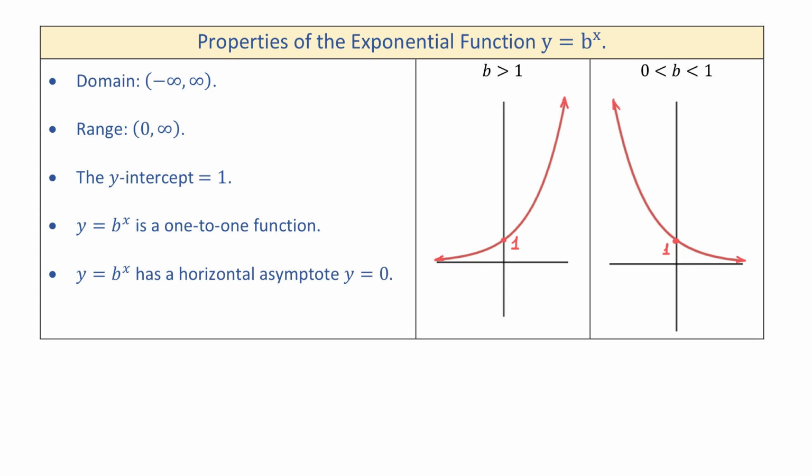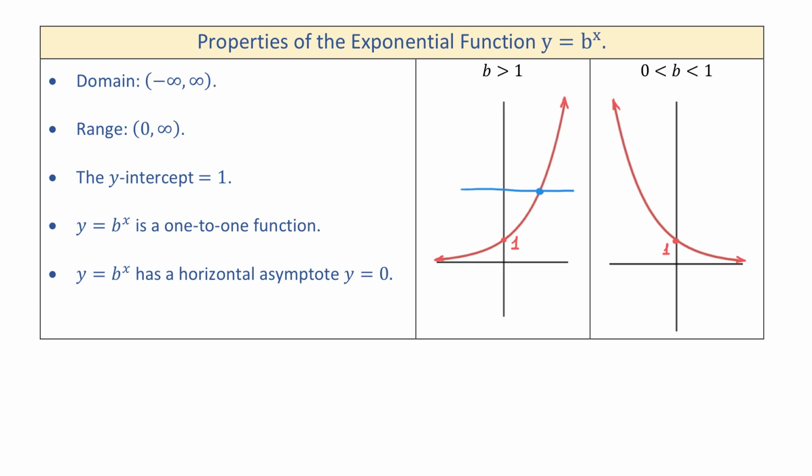The exponential function y equals b to x is a 1-to-1 function. This means that if we draw a horizontal line over this graph, then this line will cross the graph in only one point. A 1-to-1 function has an inverse function.